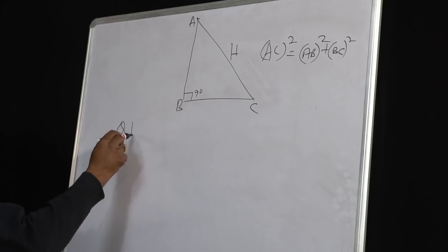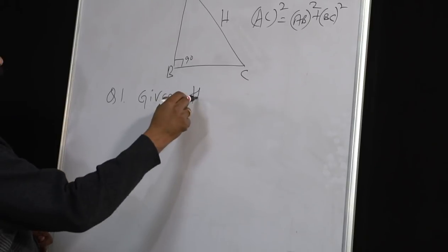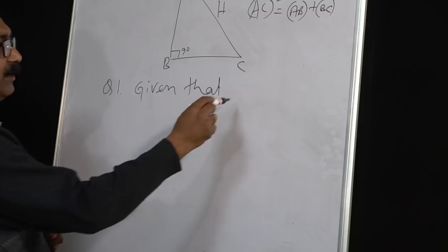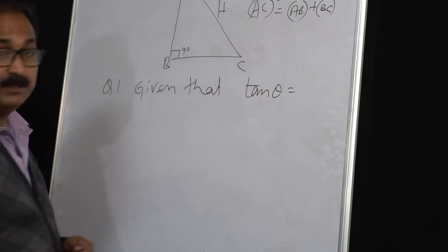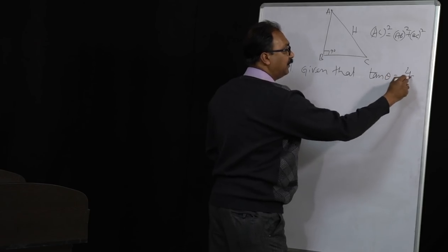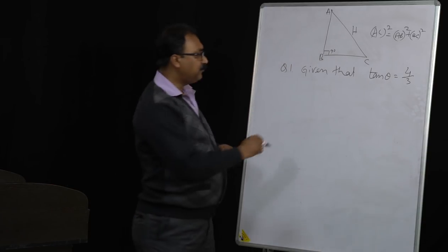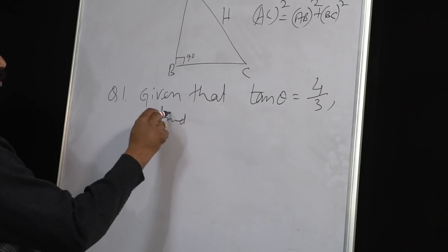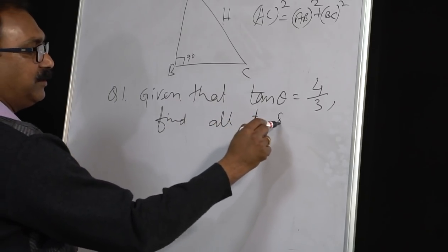Question 1. Given that tan theta is equal to 4/3. Tan theta you already know. This is the ratio. Understood? Then you have to find all T ratios. T means trigonometric ratio.